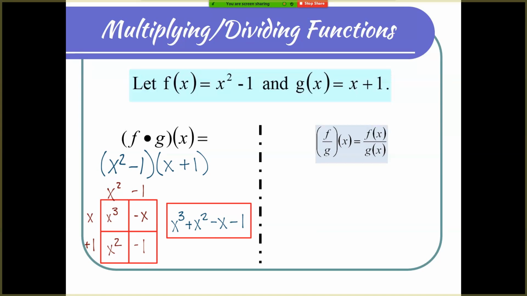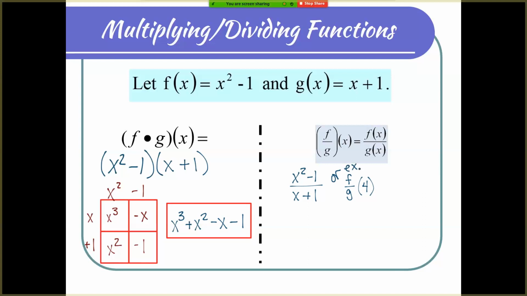For our quotient, we're taking f divided by g of x. That really means we're taking f of x divided by g of x. So f of x is x squared minus 1 divided by x plus 1. A lot of times you will see problems that say f divided by g of some number. Let's just say 4. So here's another example.